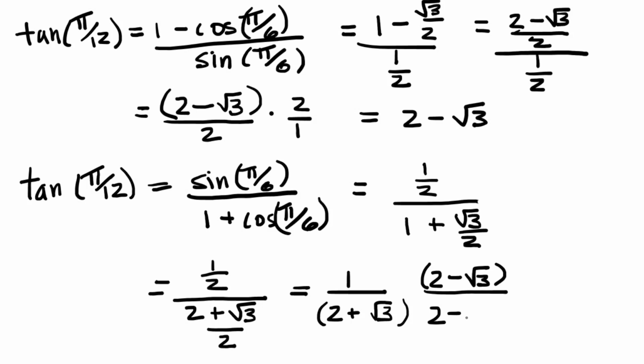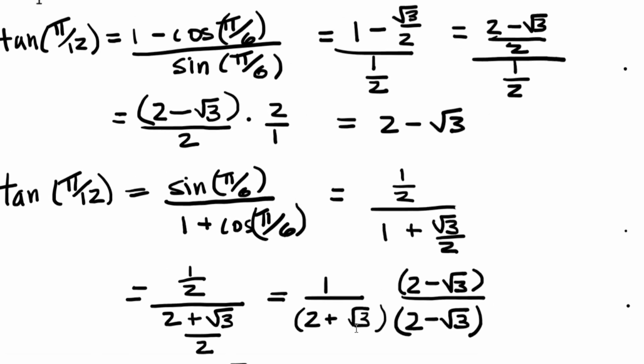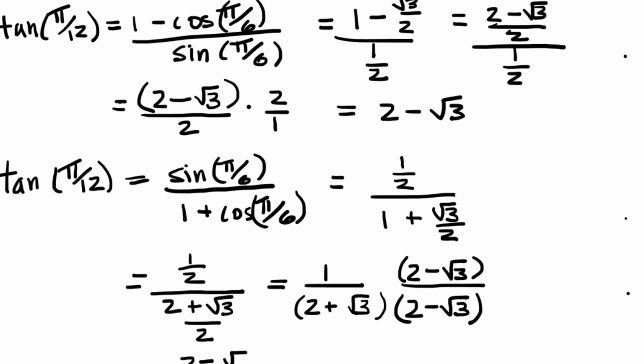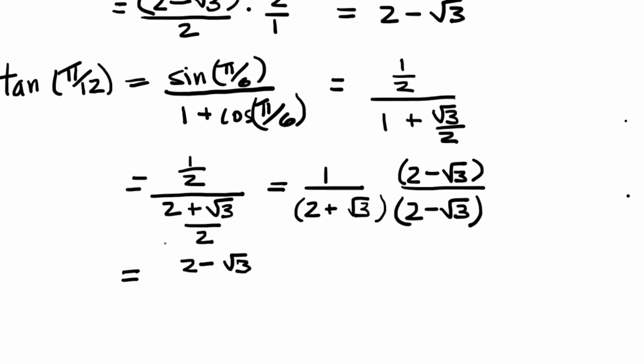So when I rationalize the denominator, I multiply by the conjugate. So that's 2 minus the square root of 3 all over 2 minus the square root of 3. And that is going to give me 2 minus the square root of 3, divided by, multiply or FOIL these together, I'm going to get 4 minus 3. And that's actually just 2 minus the square root of 3.